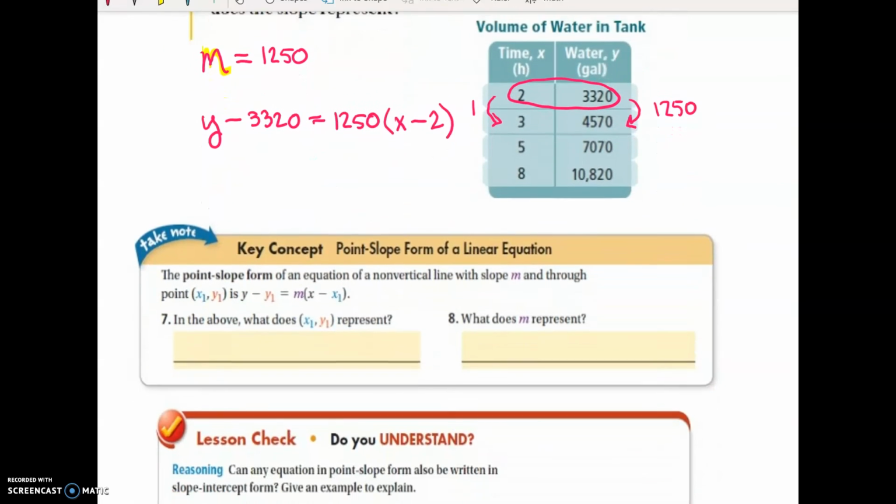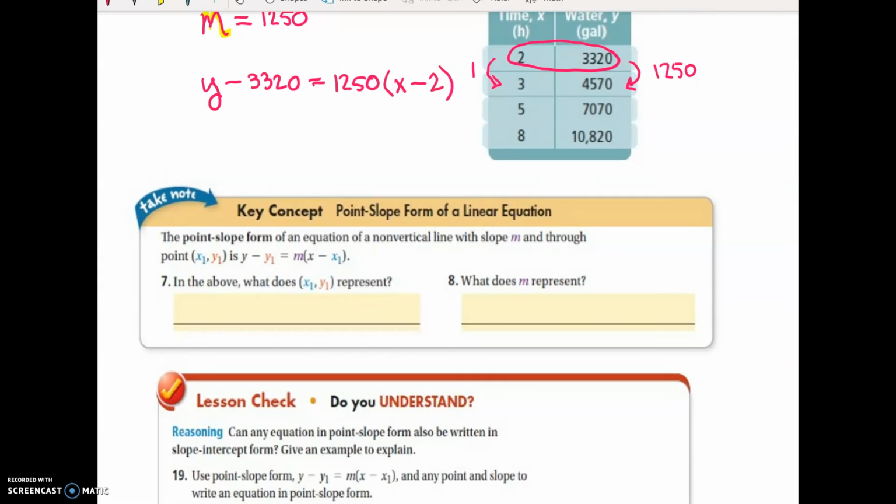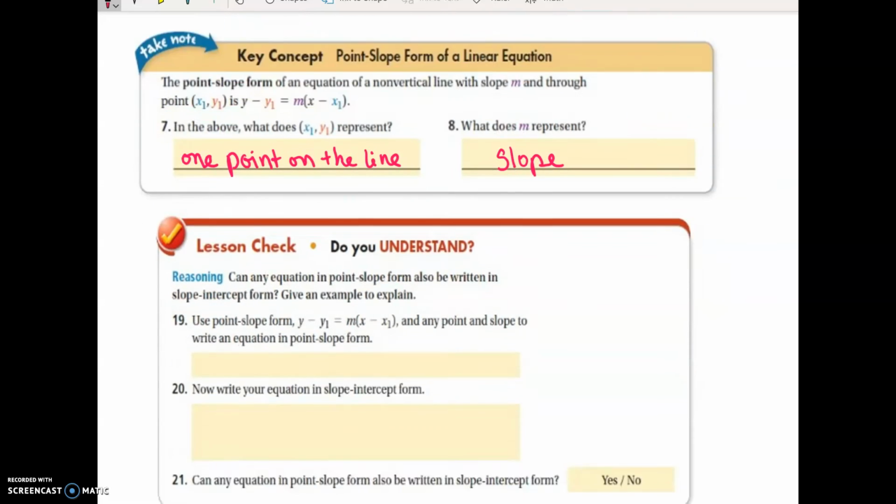So here we have just a kind of a summary. The point-slope form of the equation of a non-vertical line is this formula. Remember that x1, y1 represents 1 point on the line. And what does m represent? Well, m represents the slope of the line. So just to review what we've been talking about here.